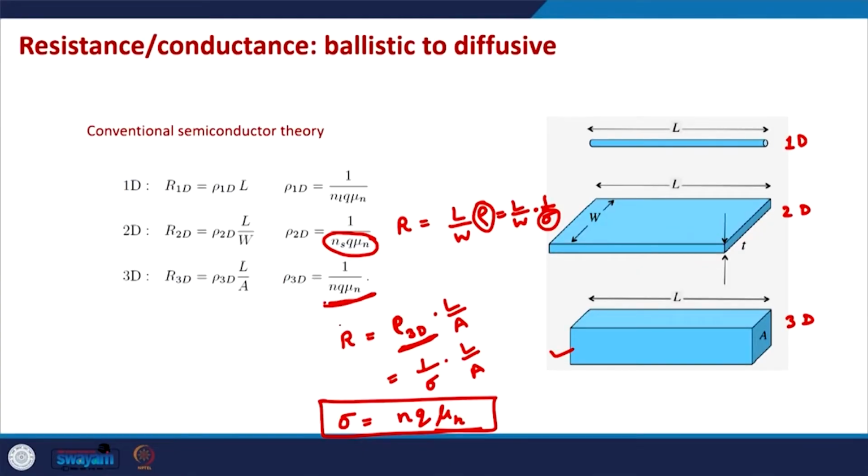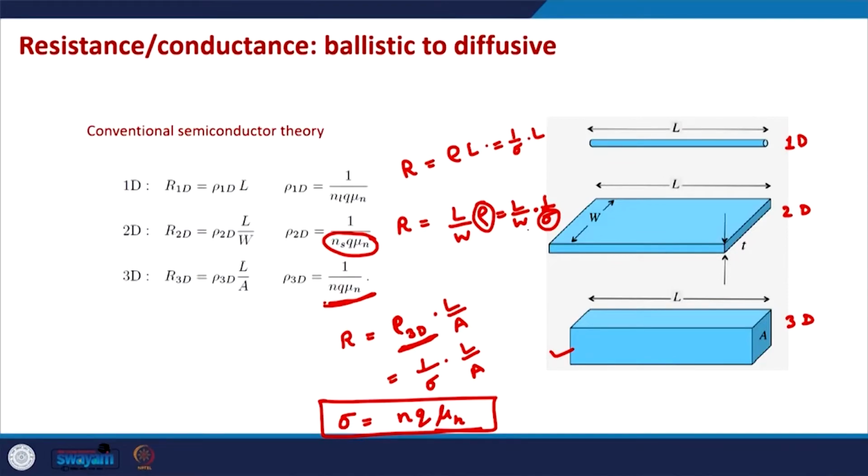For 1D conductors, the conventional understanding is that the resistance is rho times L, or 1 by sigma times L, where sigma is given by n q mu. Here n is now the charge carriers per unit length of the conductor. This is the classical understanding.